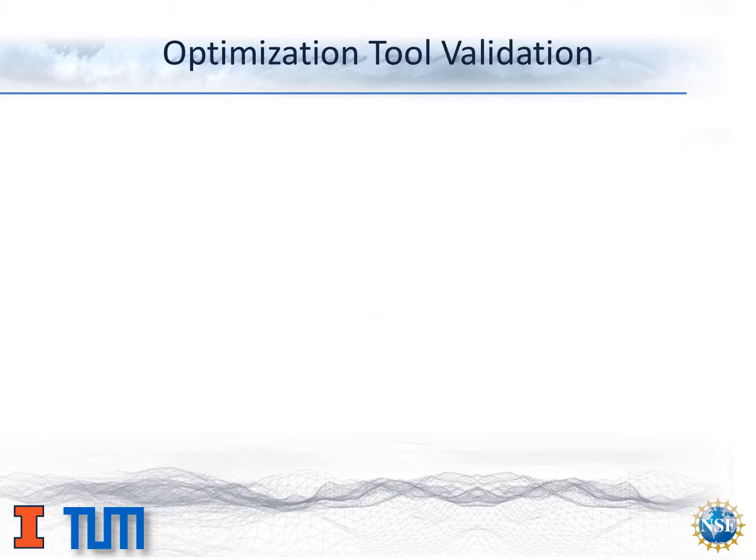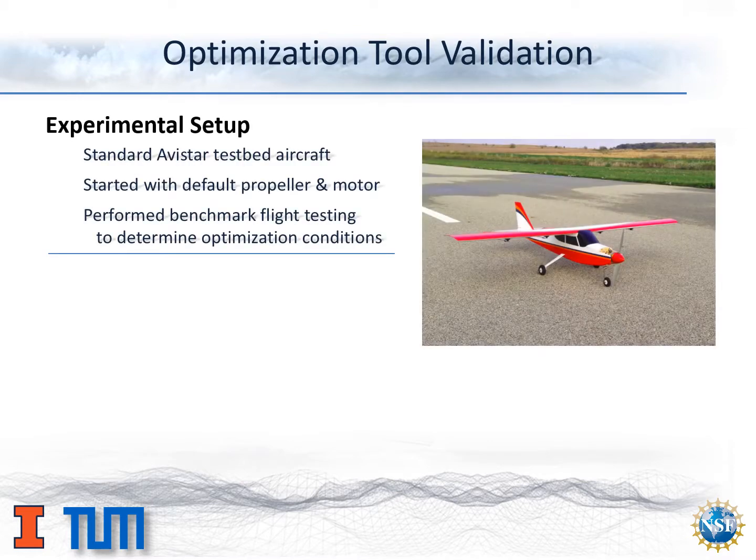We experimentally validated our propulsion optimization tool through flight testing. For our experimental setup, we used our standard Avistar testbed aircraft, which has been used in many previous works. We started with the default propeller and motor combination that was recommended for the aircraft. By performing benchmark testing, the optimization conditions were determined.